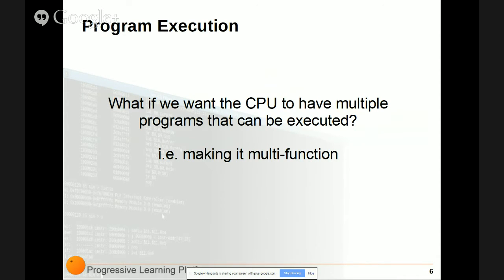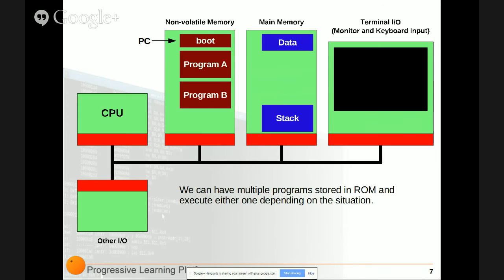Let's go back to the 80s, back to the DOS days, and this is how DOS actually does it. You have multiple programs stored in RAM or in non-volatile memory, and you can execute either one depending on the situation. First of all, you have your boot program. In this case, it asks the user what they want to do. It gives a terminal interface: do you want to execute program A or program B? Just like the DOS prompt.